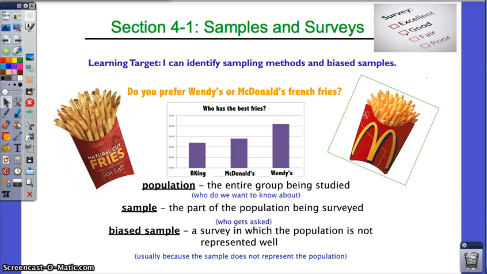All right, so in chapter 4, you're going to be focusing on collecting, displaying, and analyzing data. And the first thing that we want to start with is looking at the different types of samples and how surveys could potentially be biased based off of how the sample was collected. You are going to see data everywhere.